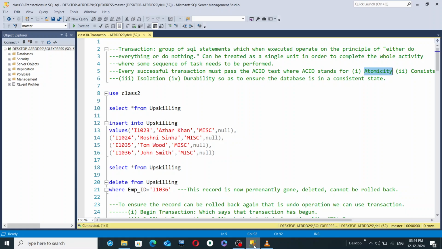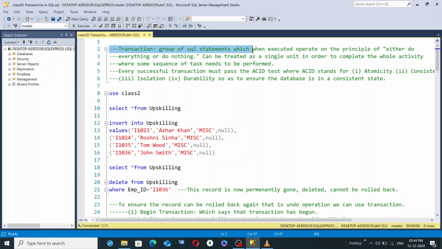Okay, transactions. So, what is a transaction in SQL? A transaction is a group of SQL statements which, when executed, is expected to do either everything or do nothing. So you will have a group of SQL statements, and together, that group, when executed, is expected to do either everything or nothing. This group of SQL statements is known as your transaction. That's what I've written in line number 2.